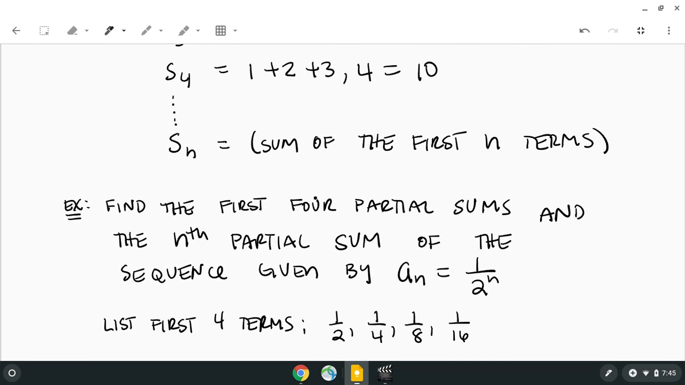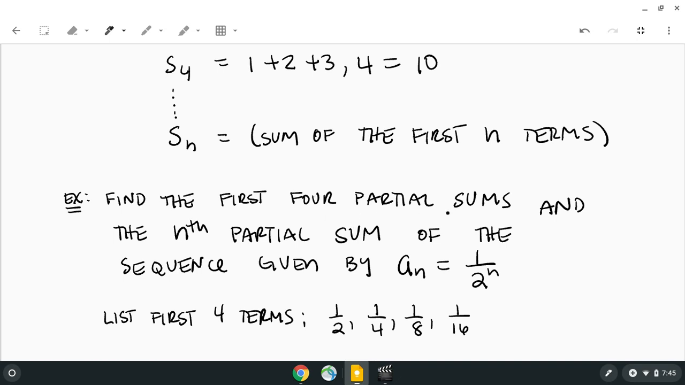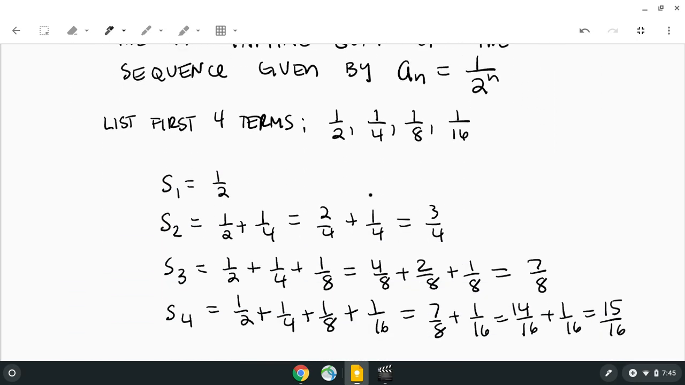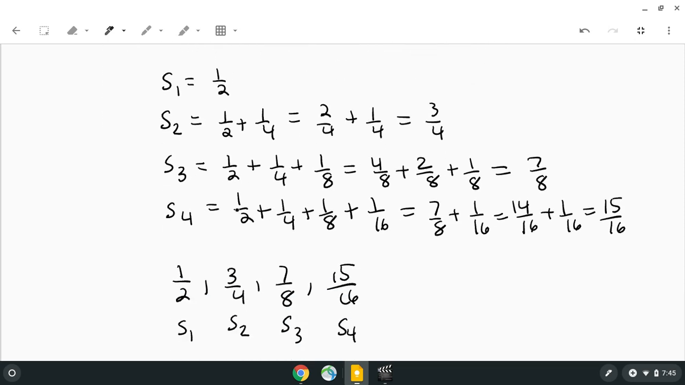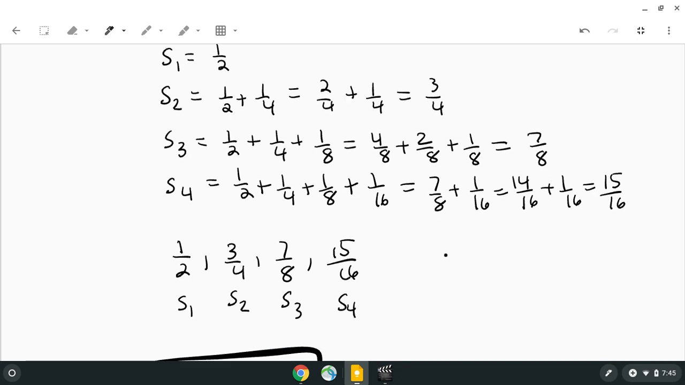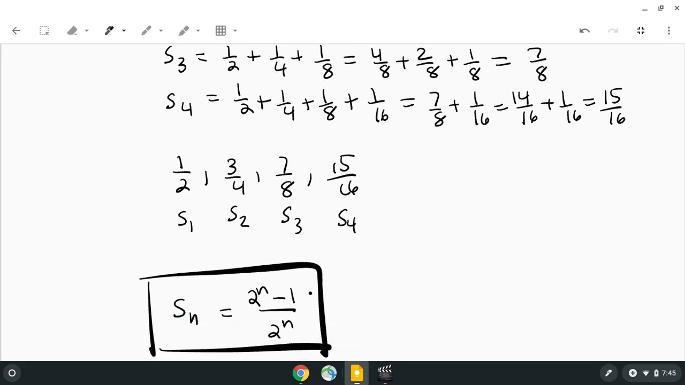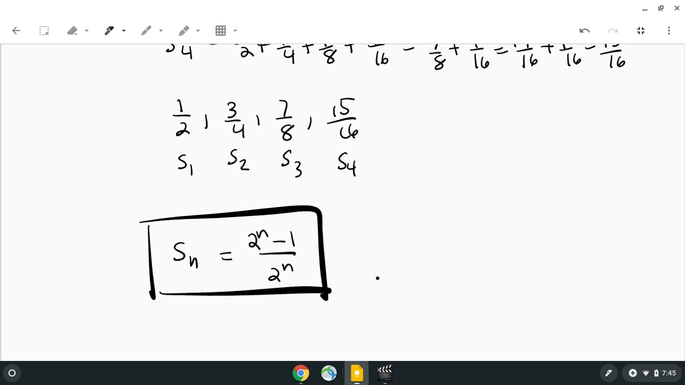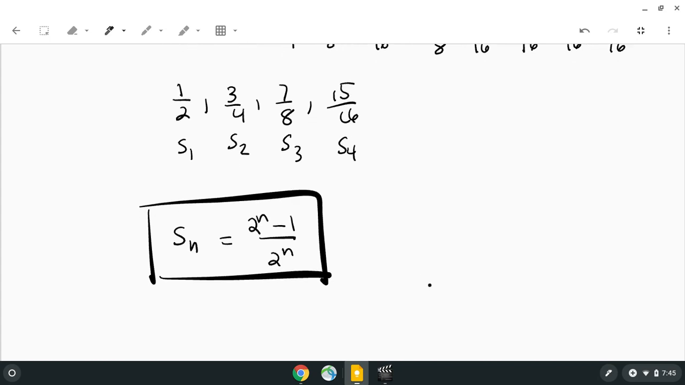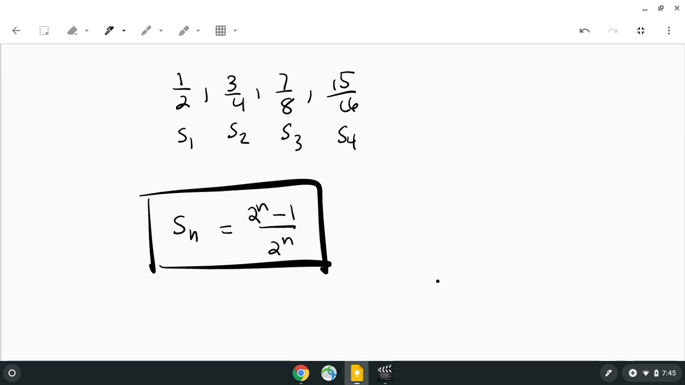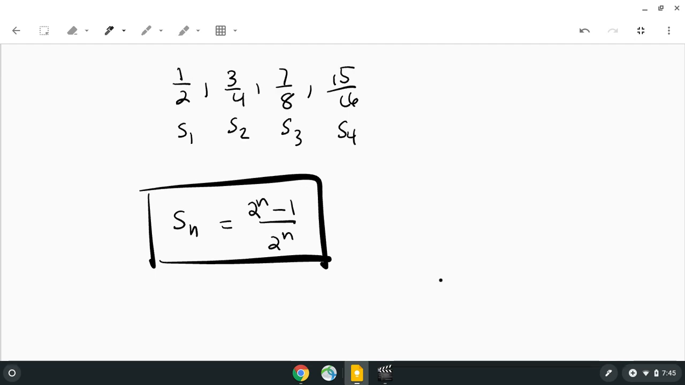Find the first 4 partial sums, okay? And we do that, and that generates a whole new sequence, 1/2, 3/4, 7/8, 15/16, a sequence made up of the sums. But if you can find a formula for that sequence of sums, then you're kind of golden because you don't have to write all 50 numbers down and then add them all up to find the sum of the first 50 terms, let alone the first 100 terms.